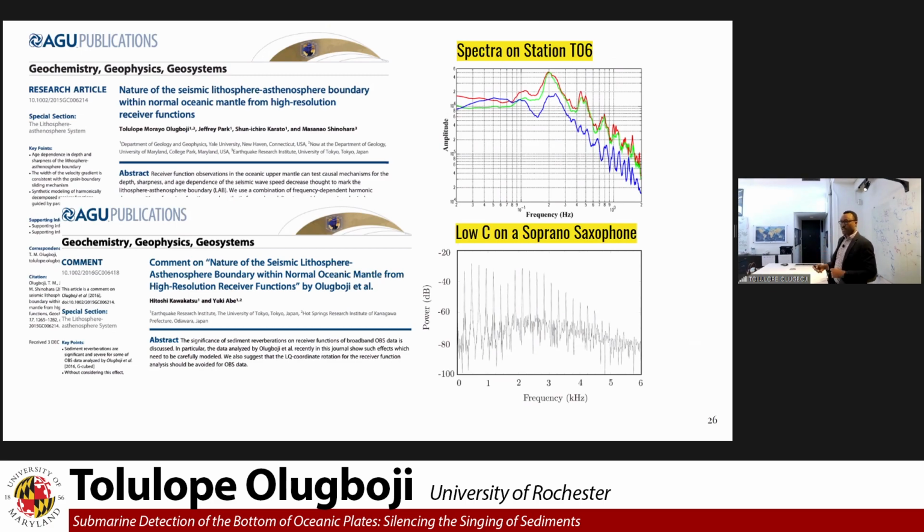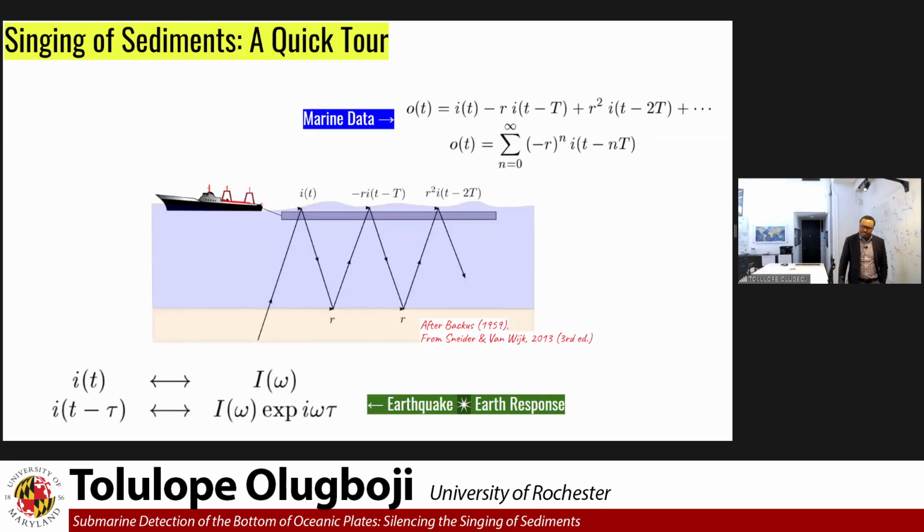Now that we've done some work on this, this behavior is similar to what will happen if you digitize, say, a soprano saxophone and you played some harmonic low C. You have all the harmonics show up in frequency. Essentially, the station, as it records earthquakes, is rattling. It's singing at predictable harmonic frequencies.